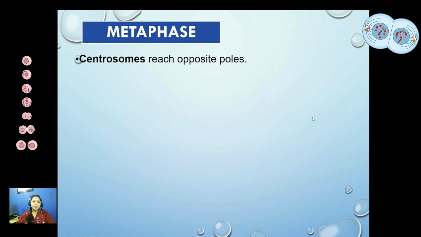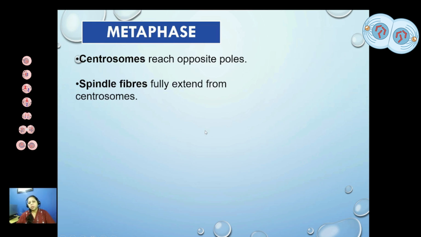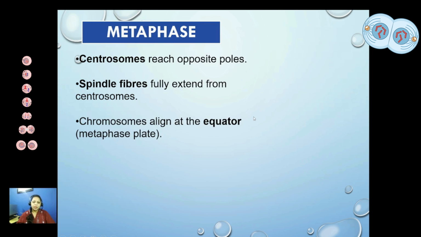Next is metaphase. In metaphase, the centrosomes reach the opposite poles, and the spindle fibers extend themselves, and there is a formation of a complete spindle. Let's make it, if this is a cell.